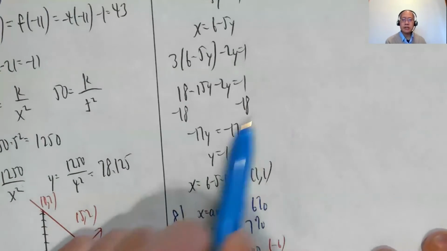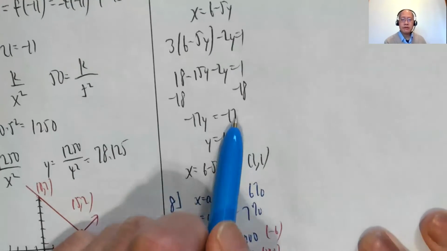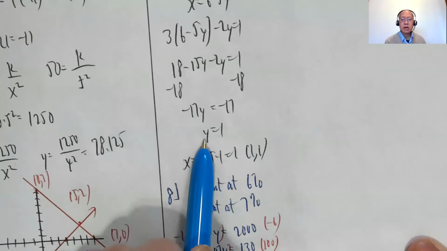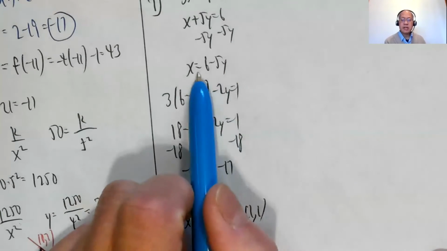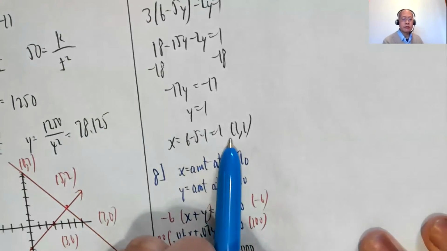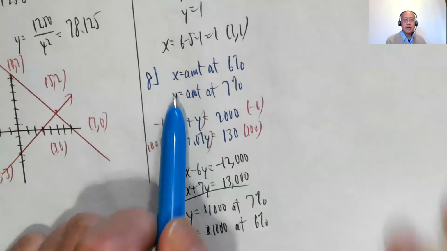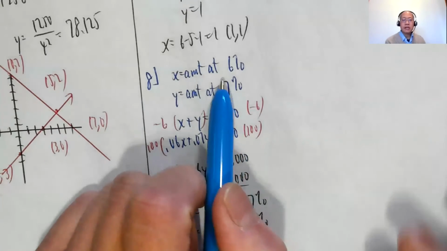Subtract 18 on both sides. -17y equals -17. Divide by -17. Y equals 1. Plug back in right here. X equals 6 minus 5 times 1. 6 minus 5 is also 1. So 1, 1.